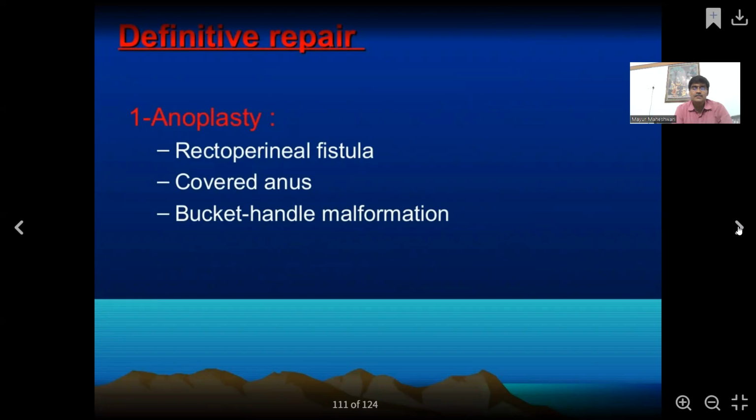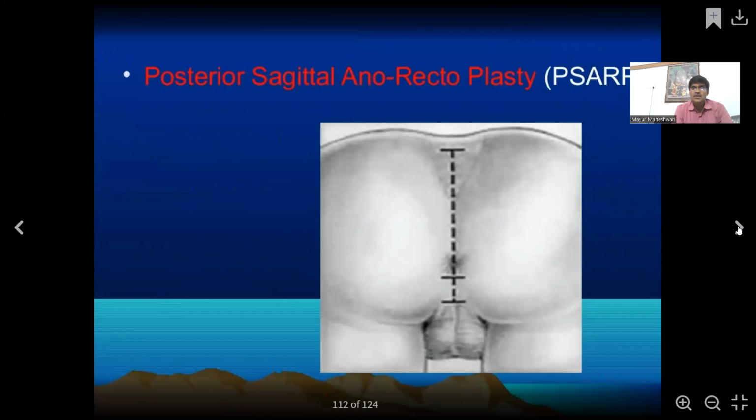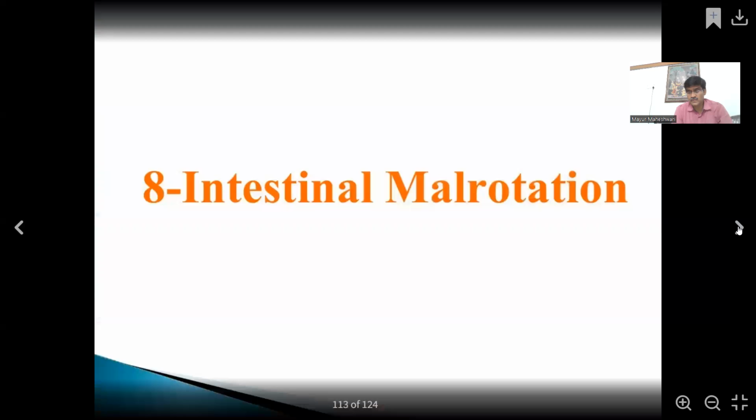Definitive repairs include anoplasty, which is done in rectoperineal fistulas, or where there is a covered anus, or a bucket handle malformation. And for the intermediate and high varieties, you have to do a posterior sagittal anorectoplasty, that is called PSARP, which is done from a posterior sagittal approach.